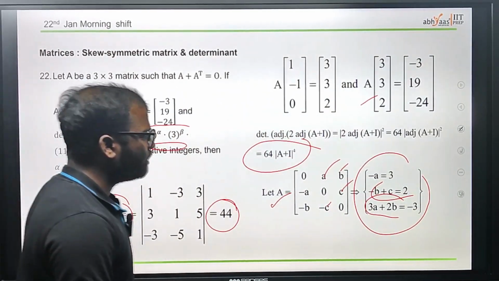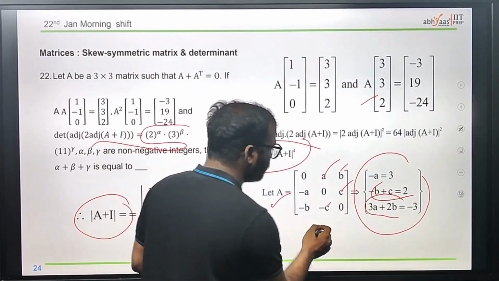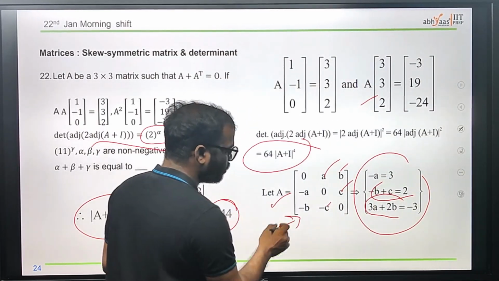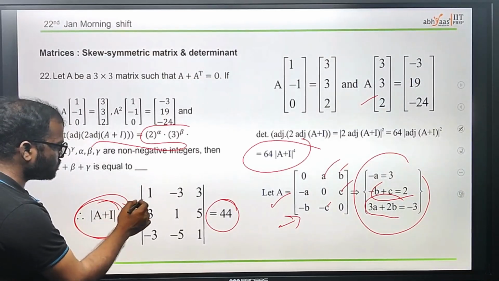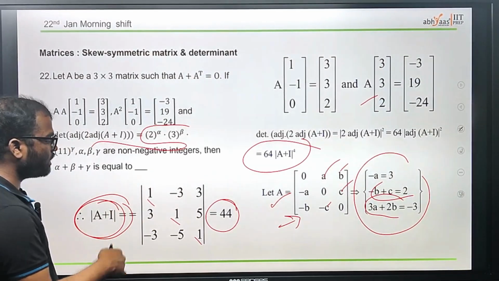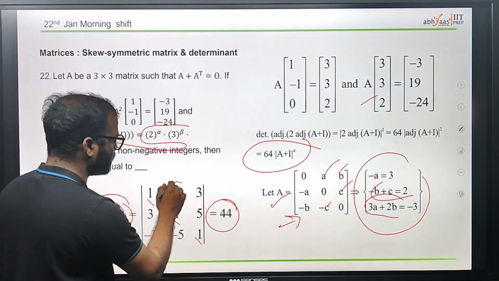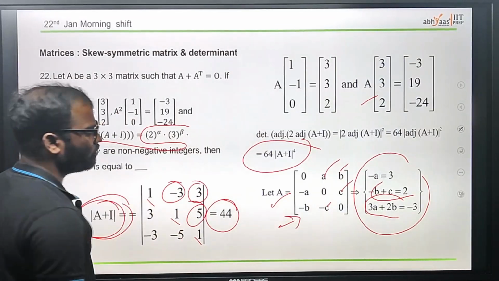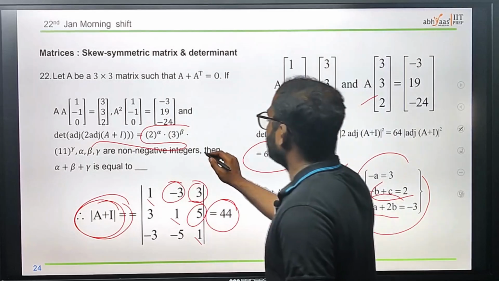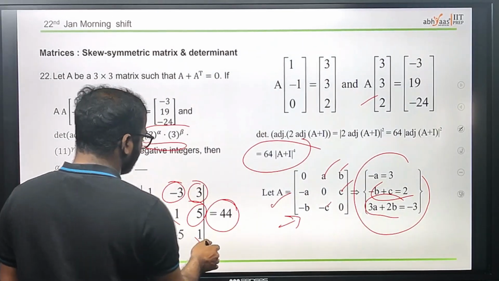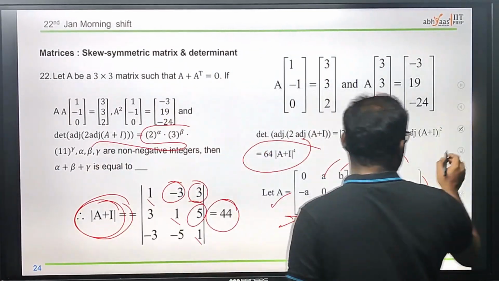See here, we need to just find these values. After that we can easily find the matrix A. After getting the matrix A, just substitute it and add those 1s from the identity matrix, and we will get A as -3, B as 3, and C as 5. I hope you understood. And the final answer we will have is 44 for this A plus I.